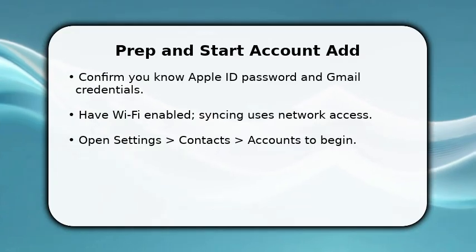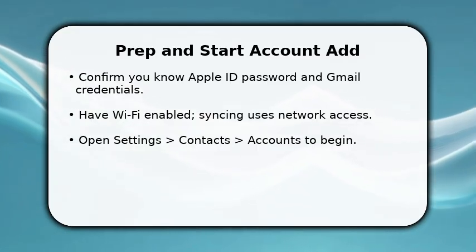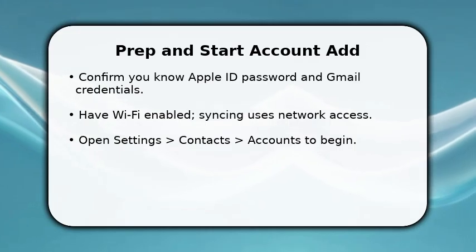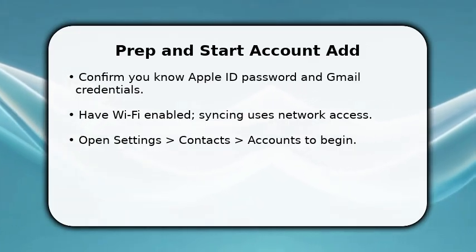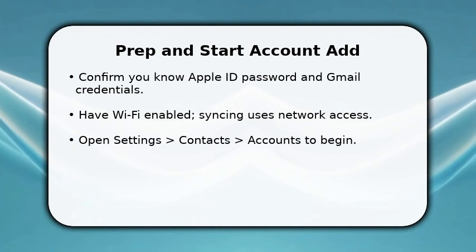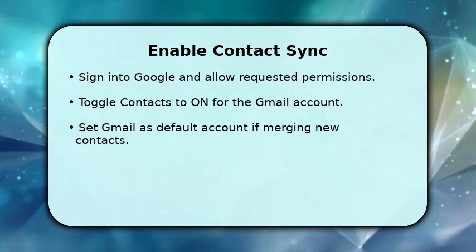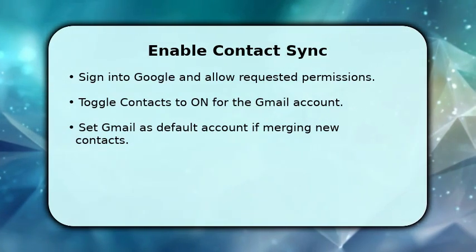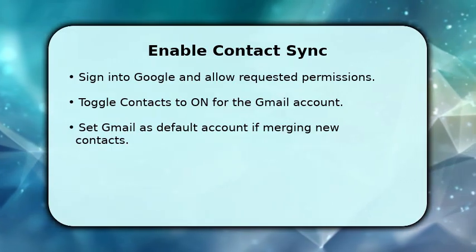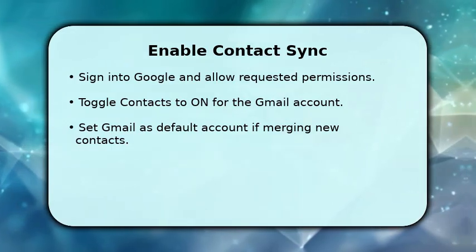Here's why. Adding Gmail as an account lets iOS manage contact syncing automatically, so changes on either side will replicate without manual export. After selecting Google, sign in using your Gmail credentials and accept the permission prompts. iOS needs access to contacts to sync.